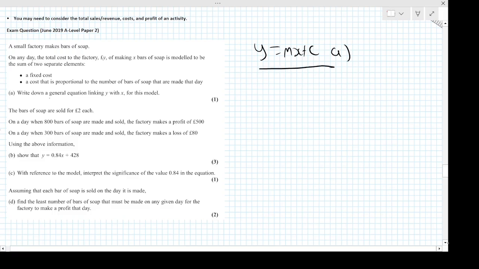It says general, meaning you can include missing constants and values. But if it said write a complete equation, then we'd need to fill in any missing values. We'd need to find the missing values m and c. But because it's a general equation, we just need to give the general equation, what it looks like, right? So there we are. That's part A. So obviously m is the gradient and c is the y-intercept again.